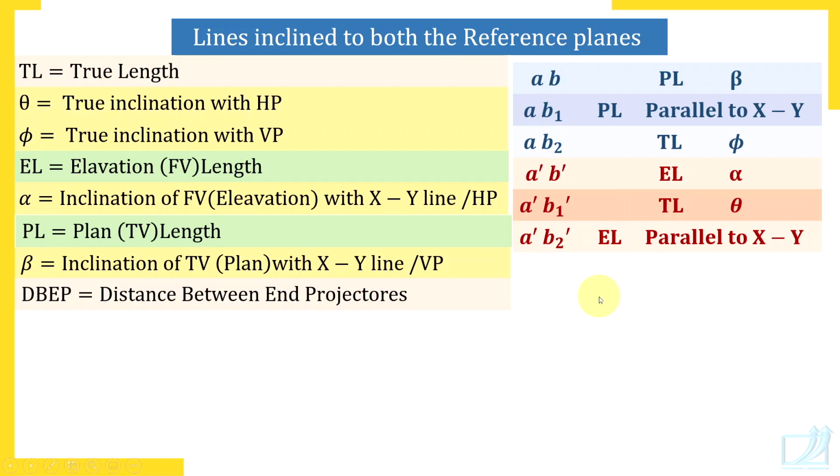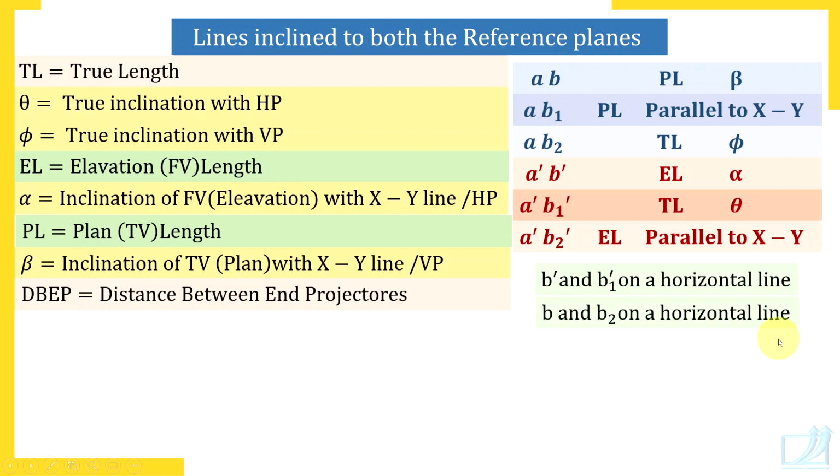Also remember that B dash and B1 dash lie on a horizontal line. B and B2 lie on a horizontal line. If you remember all these points, you will not face difficulties in solving problems on lines inclined to both the reference planes. Only thing is, now we should have some practice of solving problems on lines inclined to both the reference planes. So remember all these points.